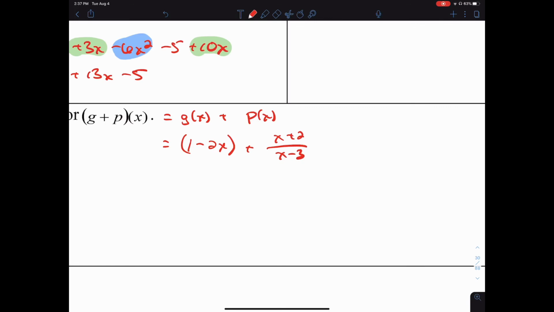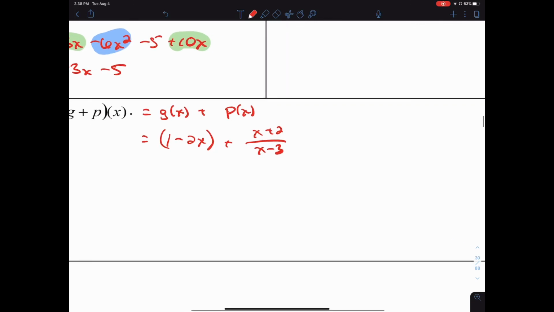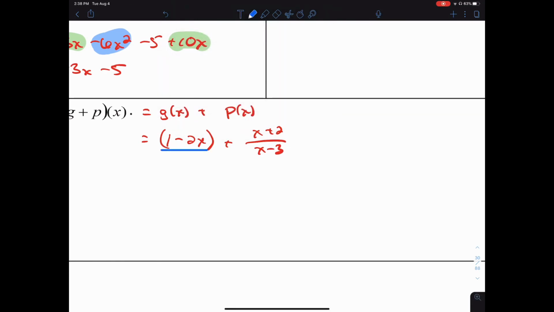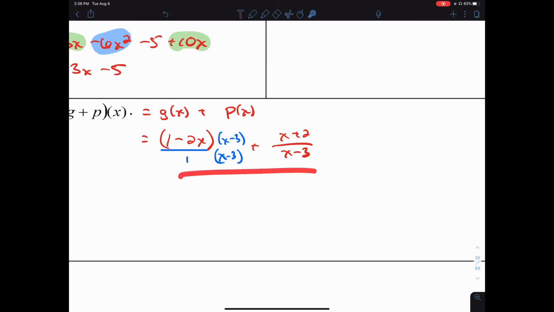To add these together, we're going to have to get common denominators. To do that, the denominator here on this first term is just a 1. So I'm going to have to multiply this first term by 1, because if you multiply by 1, it doesn't change its value, in the form of x minus 3 over x minus 3. By doing that, I'm going to have common denominators here.